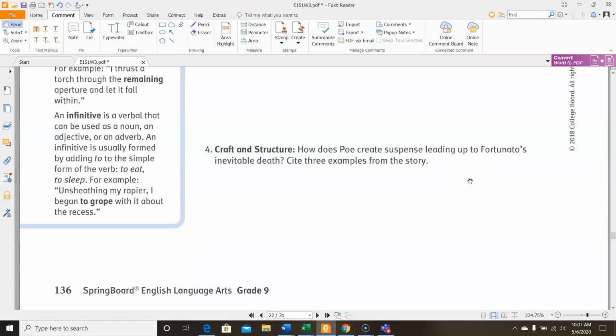For number 4, how does Poe create suspense leading up to Fortunato's inevitable death? Cite 3 examples from the story. So oftentimes, authors will create suspense by going into detail to slow things down. So you might want to look for areas where he did that as your examples.